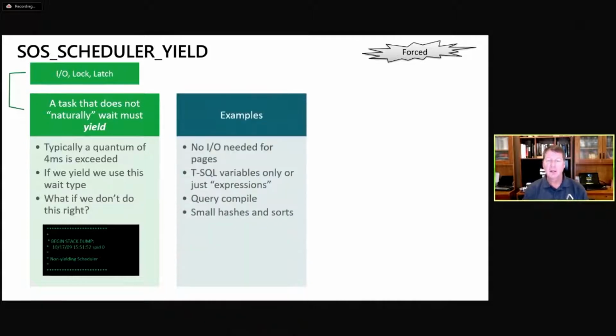So here are some examples. You can run a query that doesn't need IO for pages. You could go run a query against a set of pages in buffer pool cache, never need IO, scan through them, and you're just chewing up CPU resources to do that. You could have T-SQL variables only, or just expressions in your code that we're processing where you don't need to wait on these natural things. Query compilation, hashes and sorts. There are other scenarios you're going to find in the engine where we're running. But again, we have put in natural logical places to detect these things and to properly yield. And when you yield, this is the wait type you see.